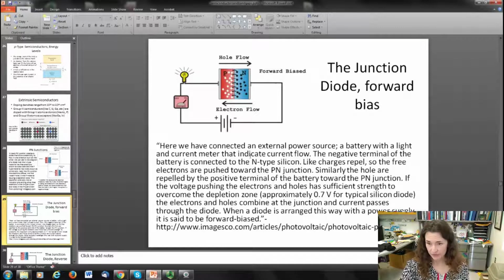So here we've connected an external power source, a battery with a light and a current meter that indicate current flow. The negative terminal of the battery is connected to the N-type silicon, and like charges repel, so the free electrons are pushed toward the p-n junction. Similarly, the holes are repelled by the positive terminal of the battery towards the p-n junction.